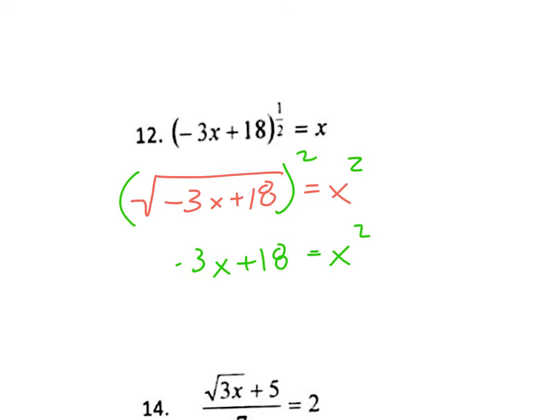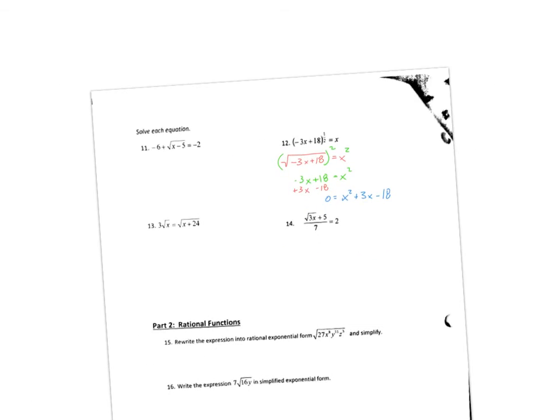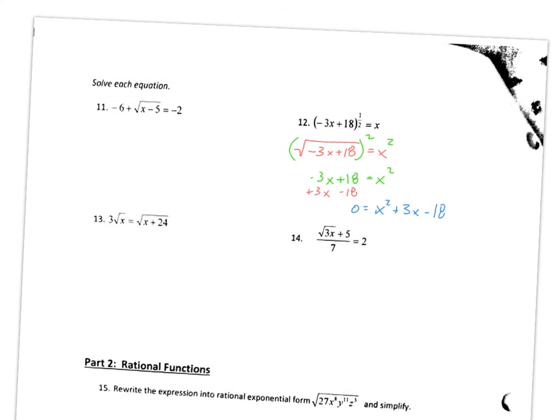And then now you can move over your 3x and your 18. Now we'd have 0 equals x squared plus 3x minus 18. And now if you go through and finish this, you'd have to factor that to see what your x values are going to be. So you'll have 2 answers for that one. And the rest of these are solved pretty similarly.